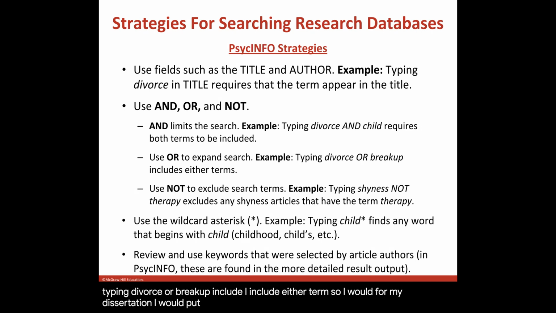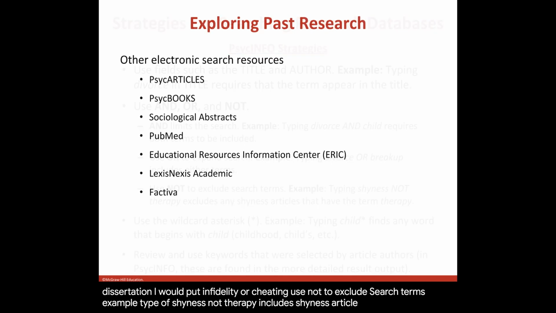Using a wild card asterisk. Example, typing child asterisk finds any word that begins with the word child. So childhood, child's, and so on. Review and use keywords that were selected by article authors. In PsycInfo, these are found in the more detailed result output.